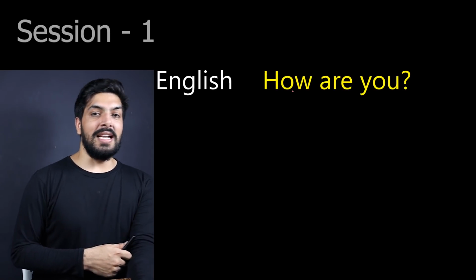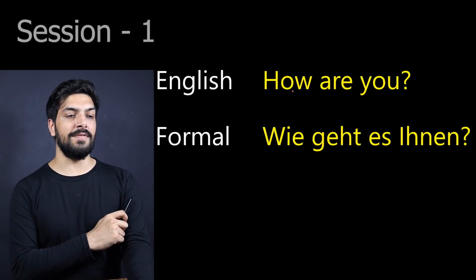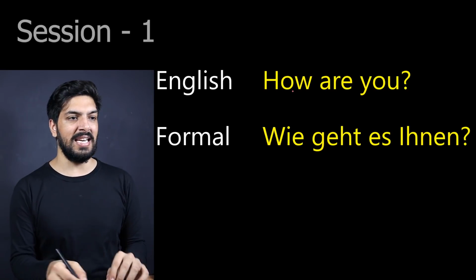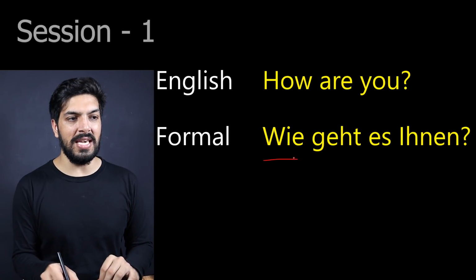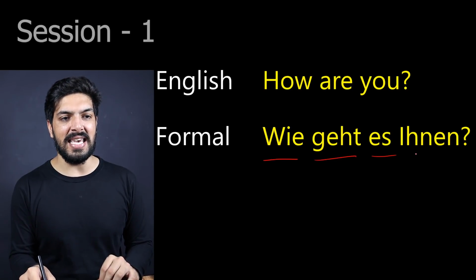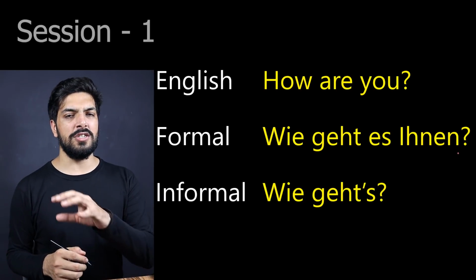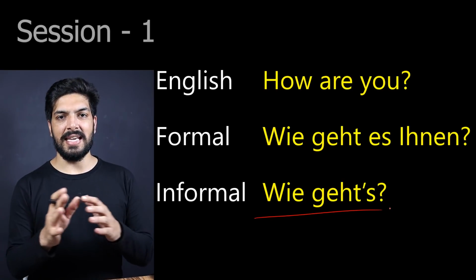Great. Now, let's have a look at what is how are you in informal and formal tone. The first one is formal. Wie geht es Ihnen? That is our first one. That is formal. Please don't worry. I'll explain everything. But it is called Wie geht es Ihnen. This is the pronunciation for the formal one. Informal is shorter and sweeter. Wie geht's? Simple. Wie geht's?